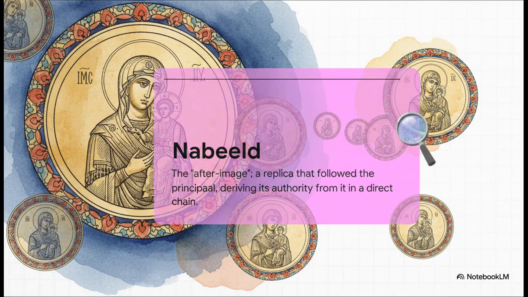And from that principal, you'd get what they called a nabild, which literally means afterimage. Now, this was not a fake, not at all. It was seen as a totally legit replica that carried all the authority of the original, kind of like an official reissue of a classic album or something.